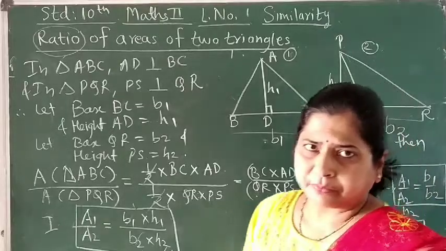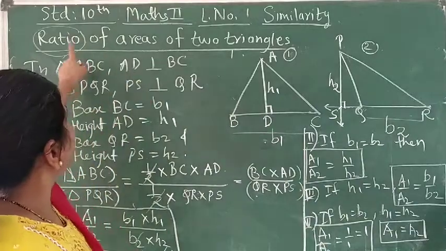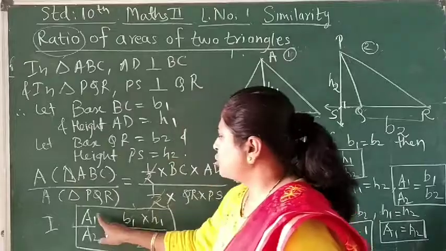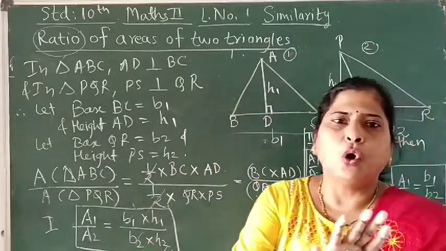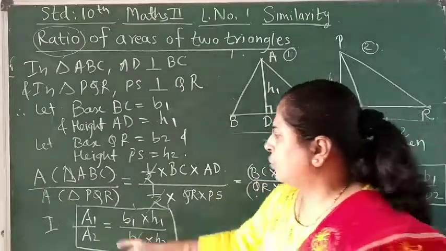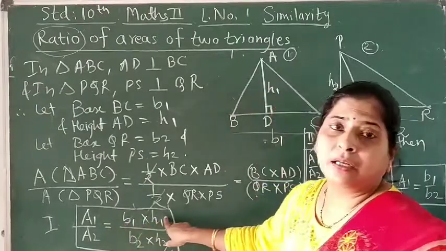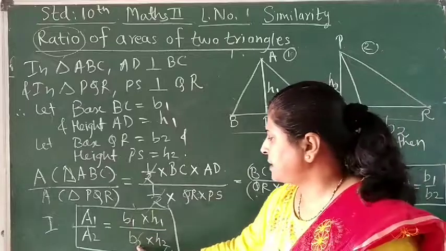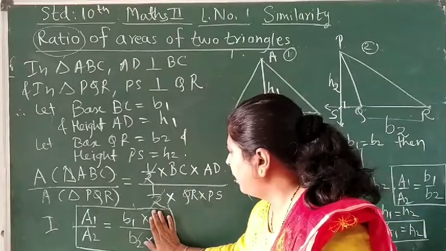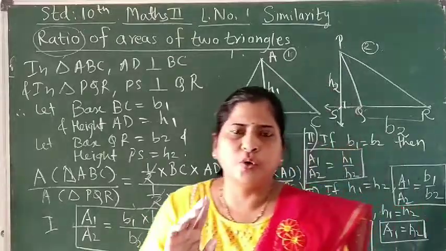So this is the first part of the lesson, similarity, where we have learned the meaning of ratio of areas of two triangles. Here we are not using any word like similarity or similar, just any two triangles. So the ratio of their areas is equal to the ratio of the products of their bases and corresponding heights. When bases are equal, it's equal to the ratio of their heights. When the heights are equal, this ratio is equal to the ratio of their bases. And when both are equal, the ratio is 1.